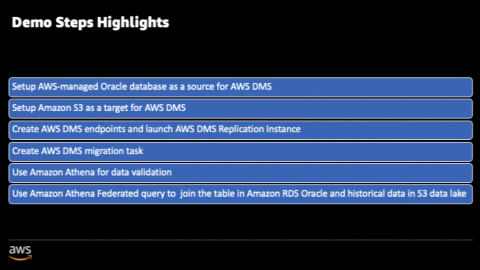Let me give a summary of this demo. First, we showed you how to set up an AWS managed Oracle database as the source, and set up Amazon S3 as a target for AWS DMS. We also created the AWS DMS endpoints and launched an AWS DMS replication instance. We created the AWS DMS migration task, and we used Amazon Athena for the data validation. We also used Amazon Athena federated query to join the table in Amazon RDS Oracle and the historical data in the S3 Data Lake.